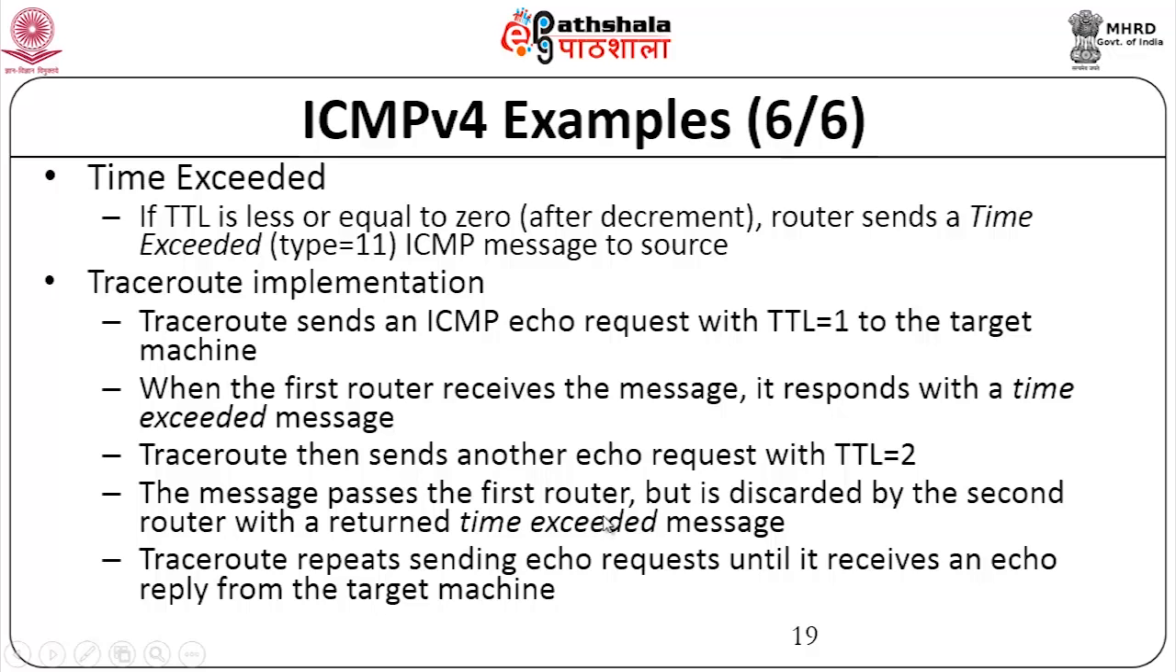You will start getting TTL exceeded messages from the first router, second router, third router, and so on, until you finally get back an echo reply message. By doing this, you would have got the complete path, all the IP addresses of all the routers in between. So this is a very interesting use of the time exceeded ICMP message.